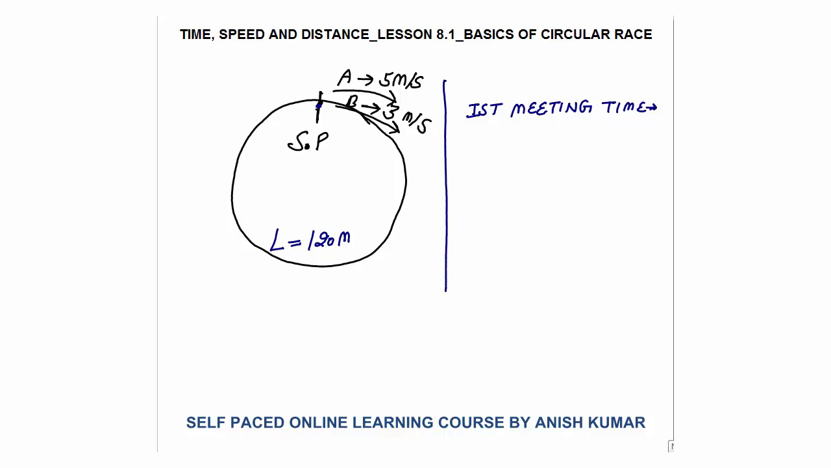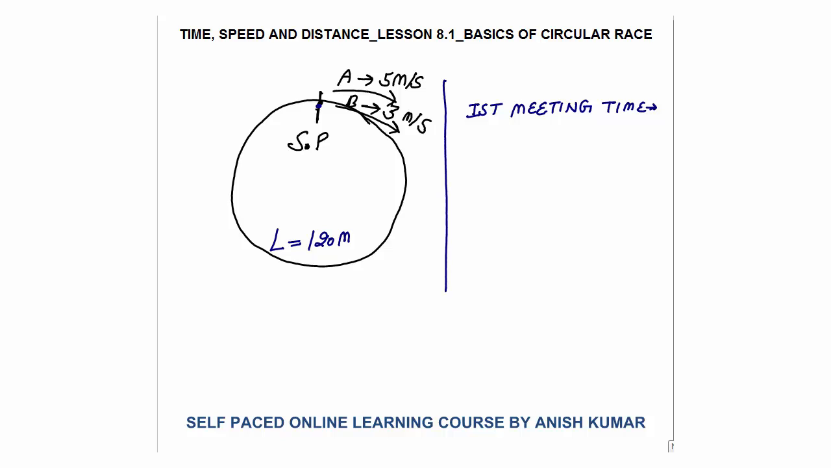Two runners A and B are running in the same direction with a speed of 5 meter per second and 3 meter per second. Now both have started running simultaneously. I am assuming this. Now I need to calculate their first meeting time.